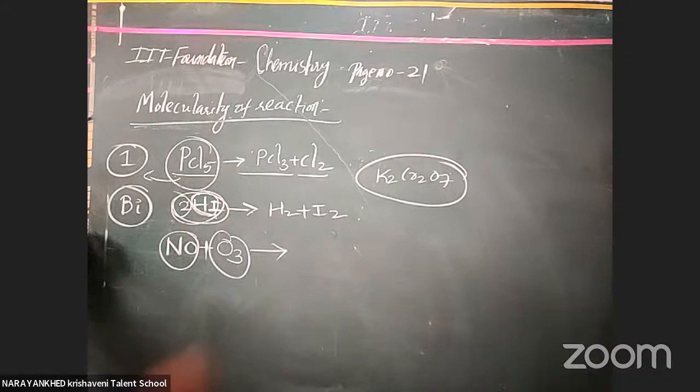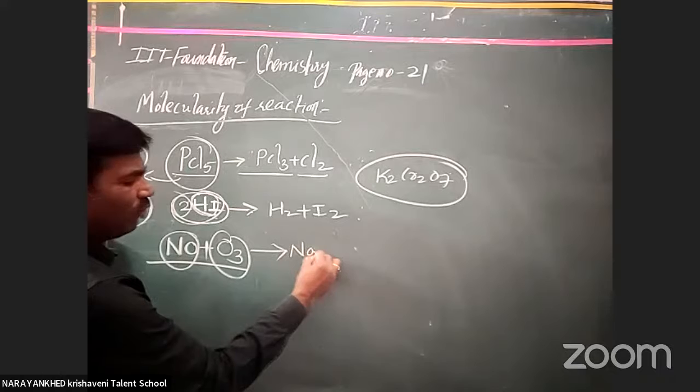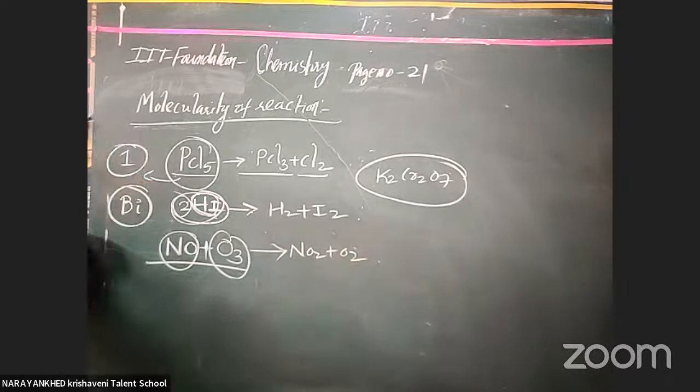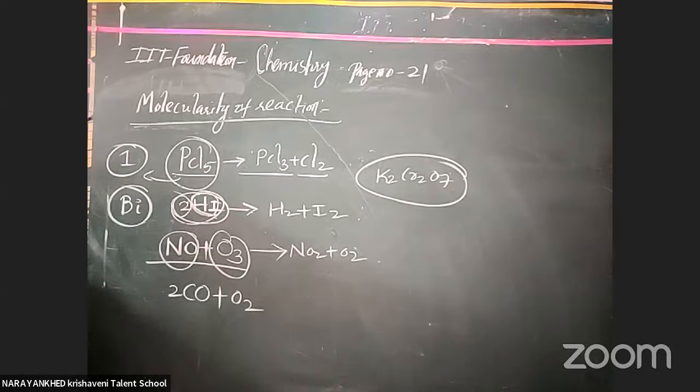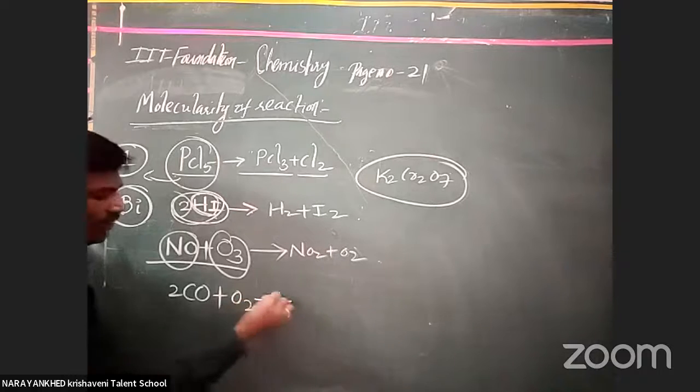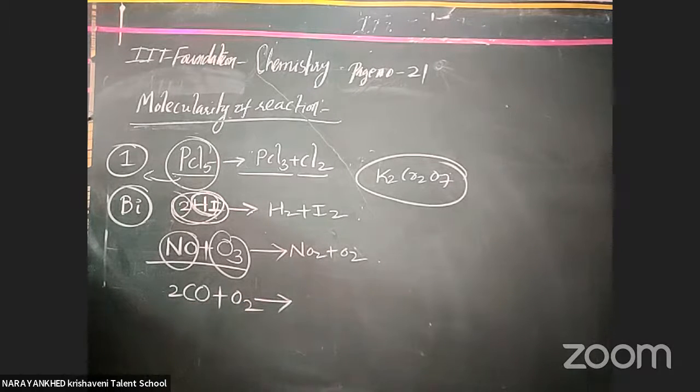Now what does it become? NO plus O3. This is bimolecular only. Got it or not? NO2 plus O2 is formed here. Clear or not? Bimolecular. Next, coming to carbon monoxide and oxygen: how many particles are there inside it? 2CO plus O2 gives 2CO2.